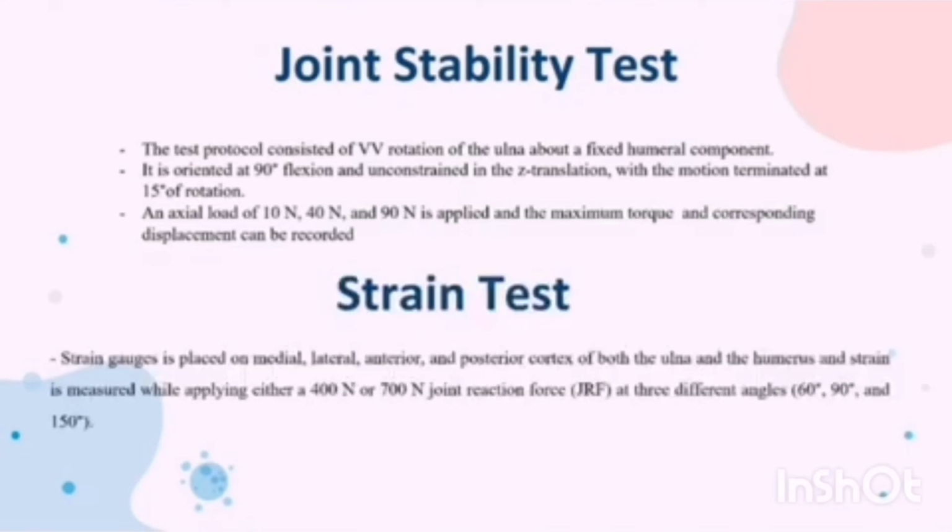The next test is the strain test. A strain gauge is placed on the medial, lateral, anterior, and posterior cortex of both the ulna and the humerus, and strain is measured while applying either a 400 Newton or 700 Newton joint reaction force at three different angles, which are 60, 90, and 150 degrees.